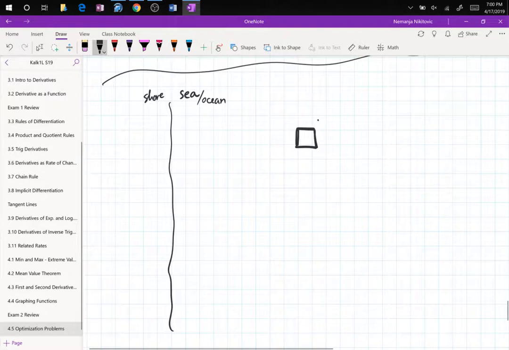Here will be the oil rig, which is, say, 5 miles out into the sea. Whatever. 5 miles too much? Okay, fine. Use 2.